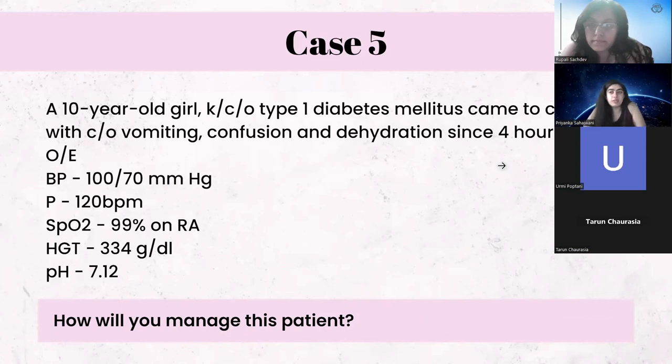You know that the patient has diabetic ketoacidosis, but you have three types of management for it. pH. So pH here is what? 7.1. So what is 7.1? It's a severe DKA. So what do you do for severe DKA?